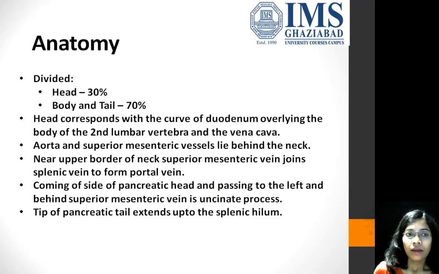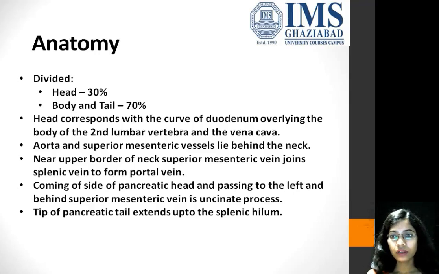Anatomy. As I have discussed with you, the pancreas is divided into three parts: head, body, and tail. The head comprises 30%, the body and tail comprise 70%. The head corresponds with the curve of the duodenum, overlying the body of the second lumbar vertebra and the vena cava. Aorta and superior mesenteric vessels lie behind the neck.